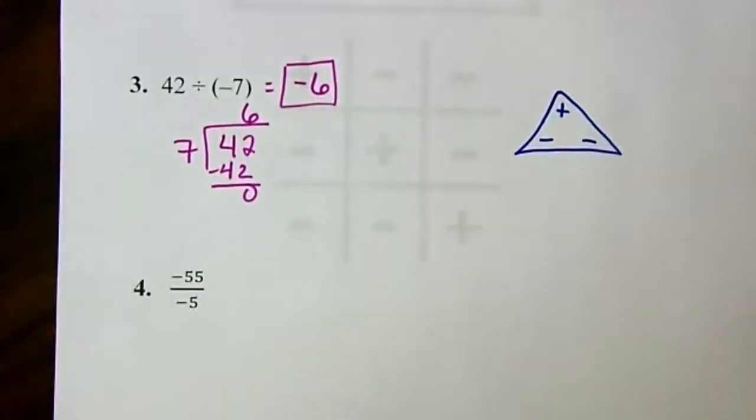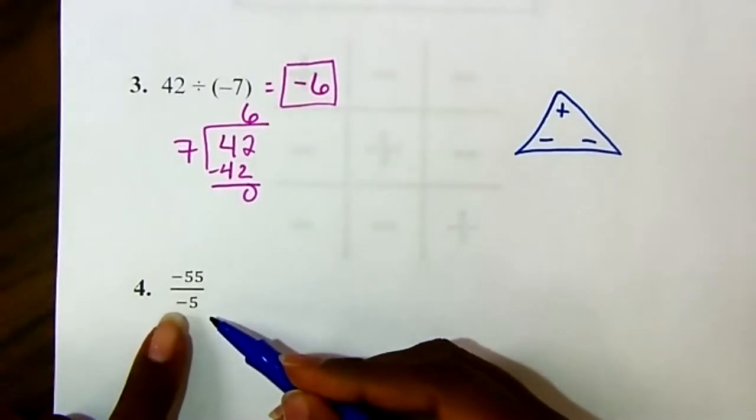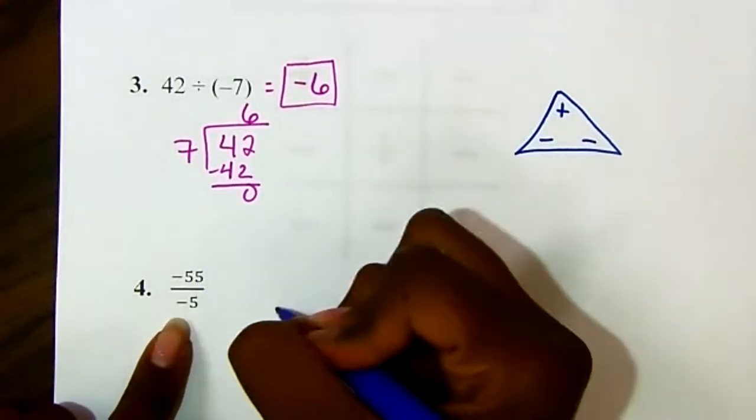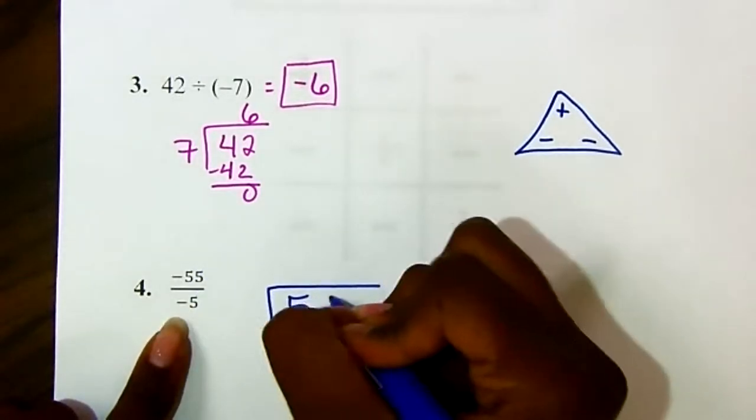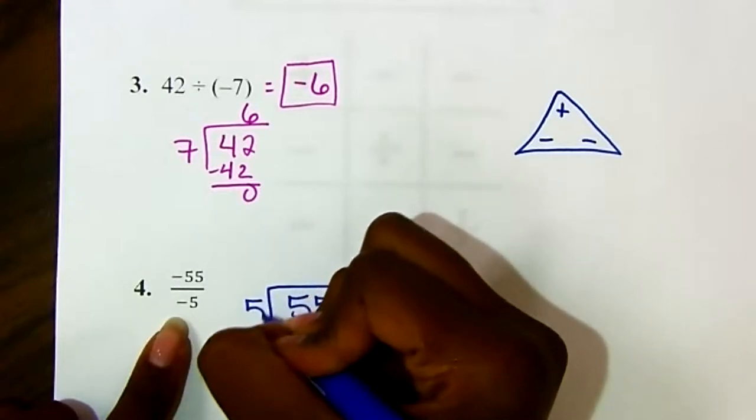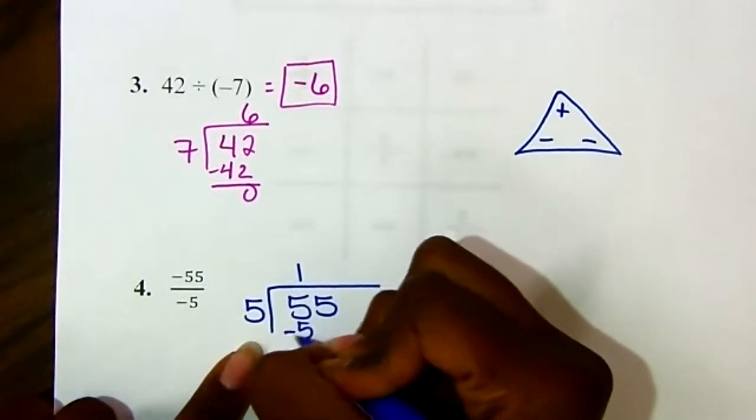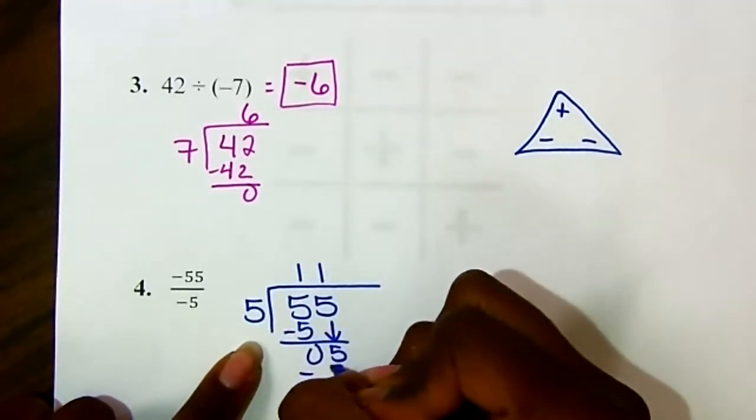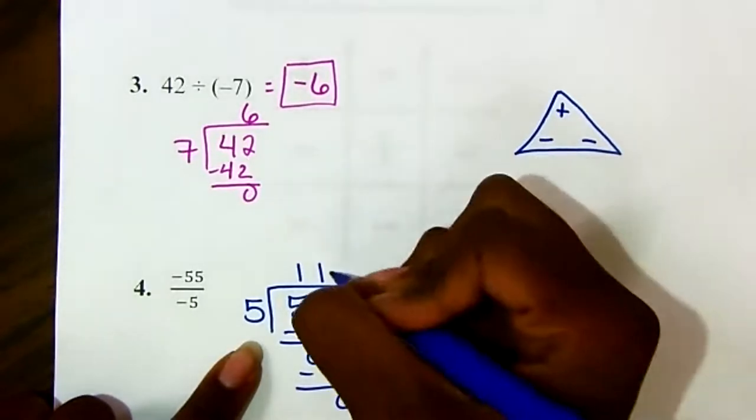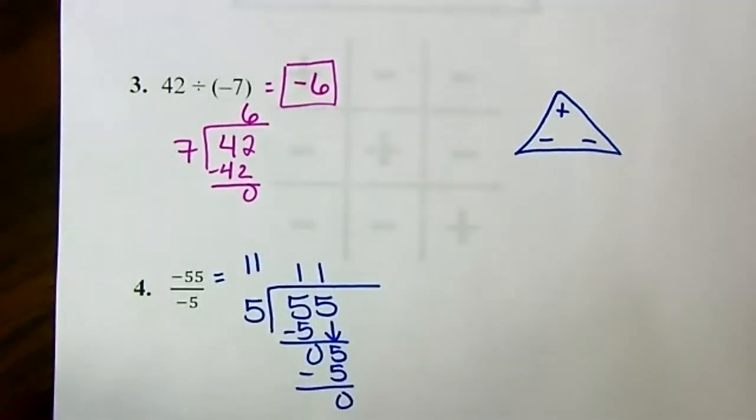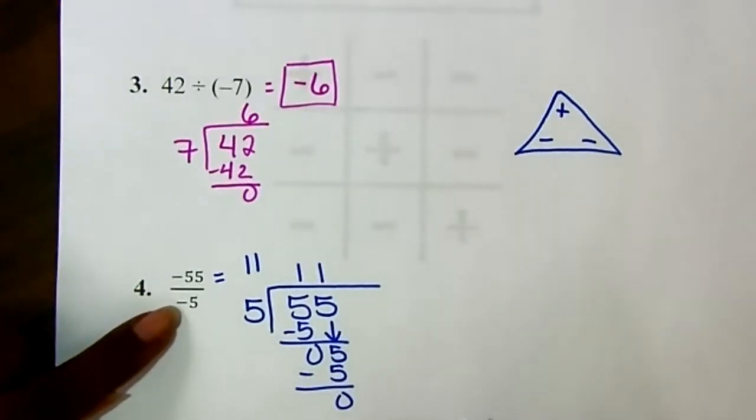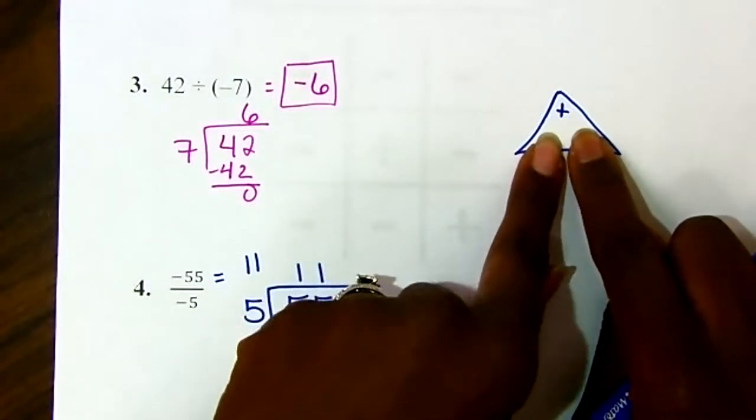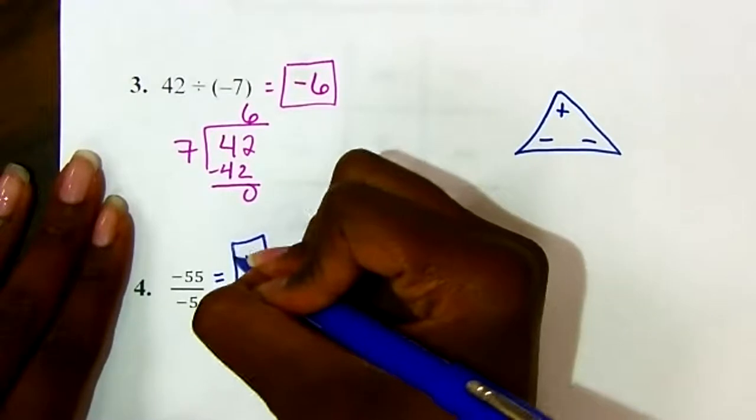All right, one more. Yes, it looks like a fraction, but remember a fraction is division, top in, bottom out, remember? So I'm just going to divide, top in, bottom out. 5 goes into 5 one time. So I have 11. Now I'm going to go back and look at my symbols. I have a negative and a negative. So it says that my answer should be positive. So I'm going to go ahead and box in my 11.